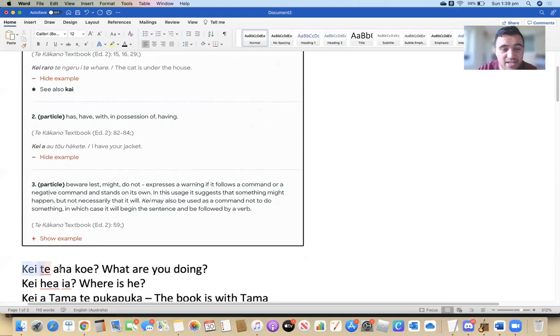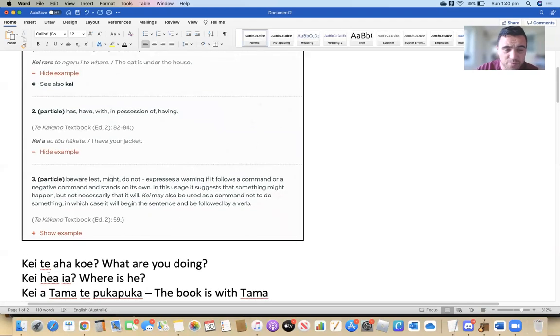I've got an example here. Kei te aha koe, what are you doing? Kei te kōrero au, I am speaking. So that's something that you would see a lot when starting out in learning Te Reo Māori. There's a couple more examples. You might see kei hea, where is? Kei hea ia, where is he? Kei te kura ia, he is at school. Another example for possession of something, kei a wai te pukapuka, who has the book? Kei a Tama te pukapuka.